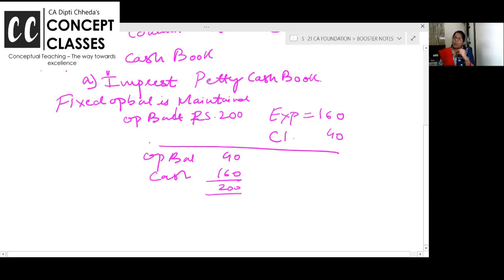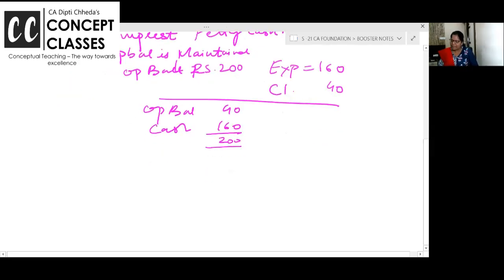Next month you spend 180. You have now 20 rupees. Again I'll give you 180. So imprest is, opening balance is maintained fixed, and non-imprest.